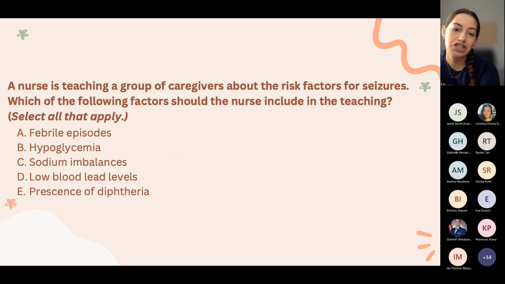All right, a nurse is teaching a group of caregivers about the risk factors for seizures. Which of the following factors should the nurse include in the teaching? Select all that apply. Febrile episodes, hypoglycemia, sodium imbalances, low blood lead levels, sorry, presence of diphtheria.